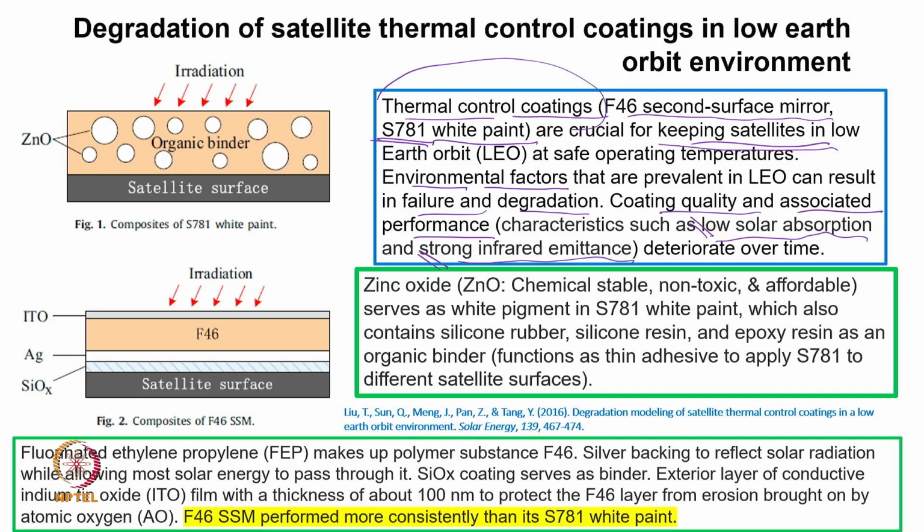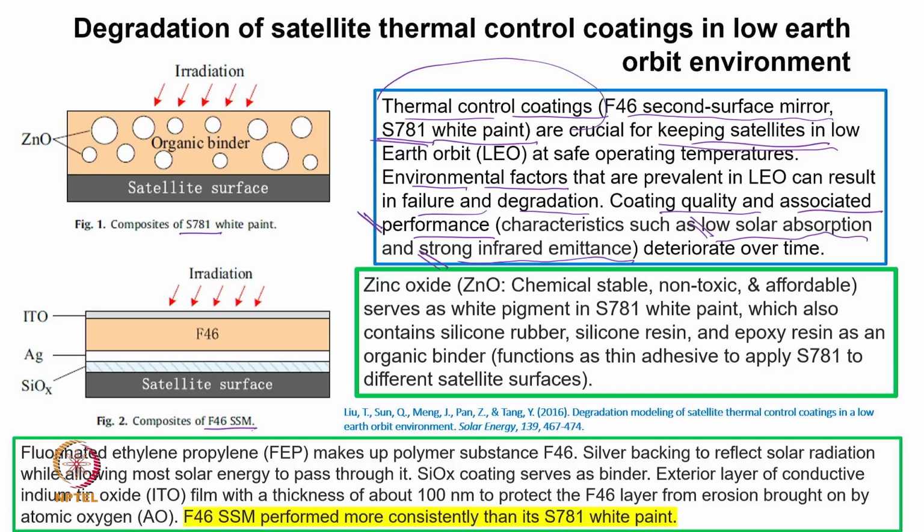If both performances deteriorate with time, naturally we need to look at the overall lifespan of this coating, how many days or how many months it can last, and then design accordingly. So, this is what they have done, and of course, they used one coating, as I mentioned, the white paint 781, and another coating, F46, SSM, which has already been shown as a second surface mirror.